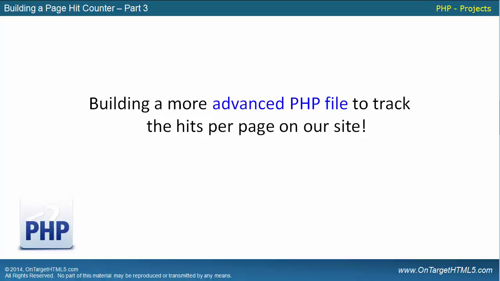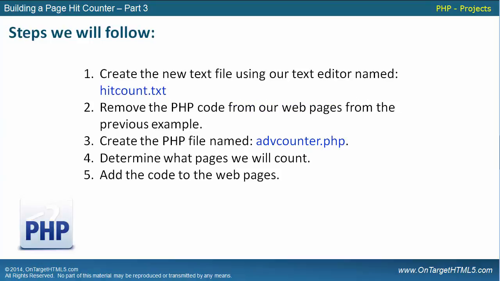Obviously, the main point of this tutorial is to build an advanced PHP file to track the hits per page of our website. And the steps we're going to follow: we're going to create a new text file using our text editor, and we're going to name that hitcount.txt. Then we're going to remove the PHP code from the web pages from our previous examples so that we can set those up for the advanced script. Then we're going to create the PHP file named advancedcounter.php. Determine what pages we want to keep track of on our website. We're going to add the code to those web pages so that we can then track the individual pages of our website as well as the total traffic on the website itself.